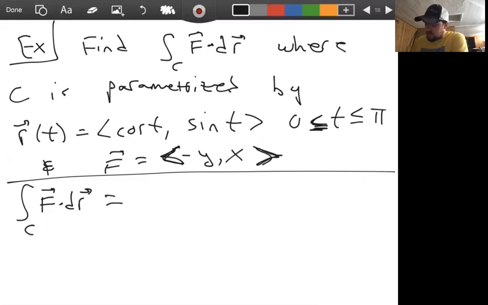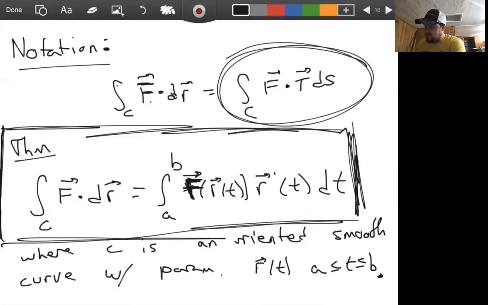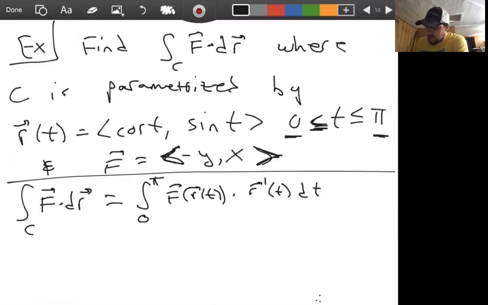Okay, so what do we have to calculate here? Well, we need a and b. Well, we know what a and b are, right? That's the easy part. Those are the bounds on our t for our parameterization. So we know that goes from 0 to pi. Well, then we need F of r of t dot r prime of t dt, right? That's exactly what this formula from the theorem states. So again, I like to calculate these in pieces.